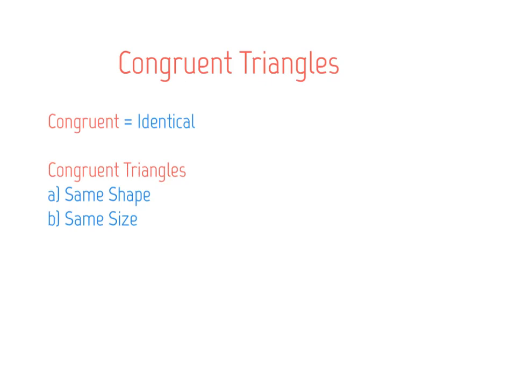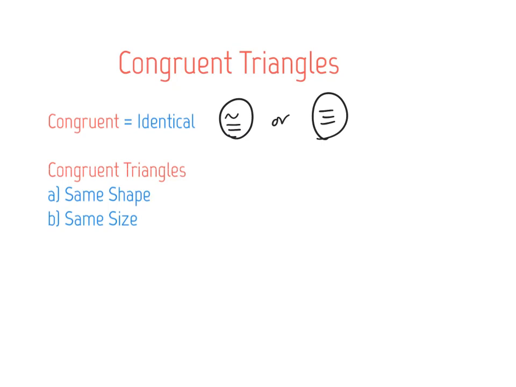Hi everyone, in this video we will have a look at congruent triangles. The term congruent means identical, and when we're writing proofs we can use the following two symbols. We could either use a squiggly line and an equal sign, or we could use three lines to show that the two shapes we're looking at are congruent.